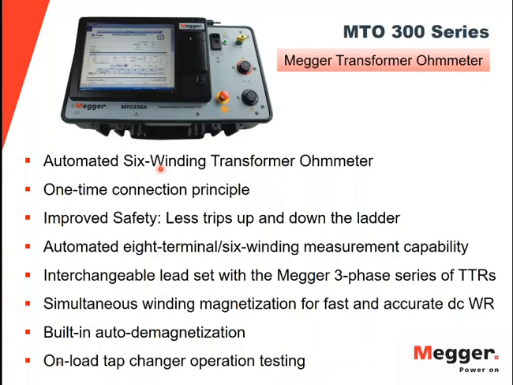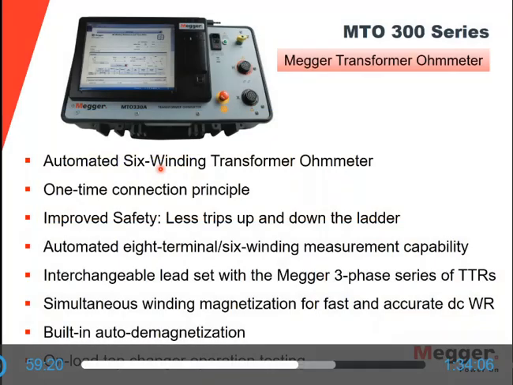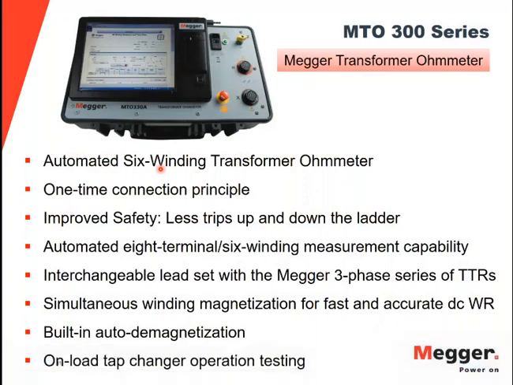As I mentioned, it has a total of 8 leads coming out, 4 on the high side, 4 on the low side. It is capable of doing dual injection, which means that you can test 2 windings at the same time. It is capable of performing the automatic demagnetization, and you can also check the make before break operation of on-load tap changers.